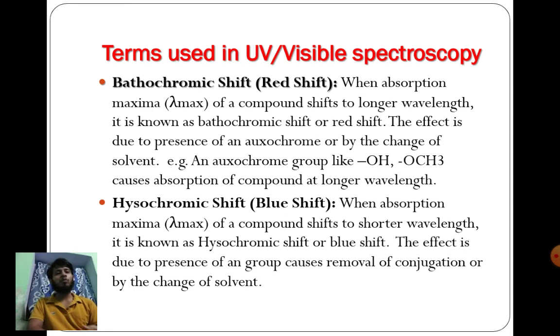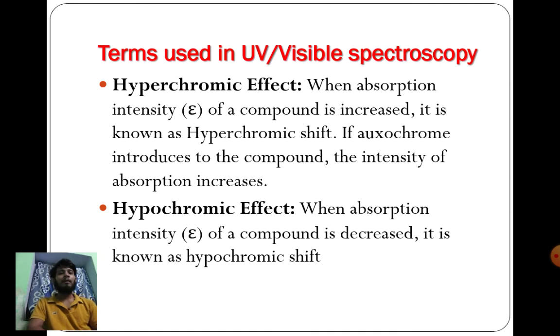Another term is bathochromic shift, or red shift. When your absorption maxima shifts towards a longer wavelength, it is known as bathochromic shift or red shift. Compounds which can cause this kind of effect are auxochrome compounds such as alcohols and methoxy. Hypsochromic shift, or blue shift: when the lambda max of a compound shifts to a shorter wavelength, it is considered a hypsochromic shift. This effect is due to the presence of a group that causes removal of conjugation, or to a change of solvent.